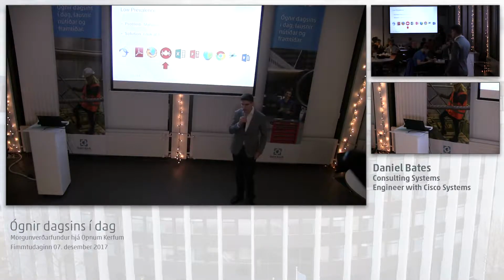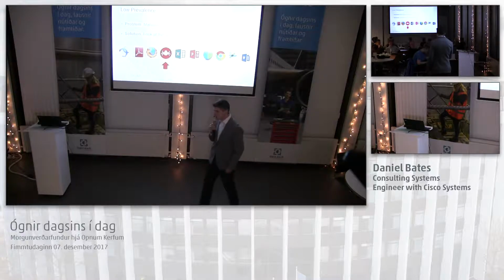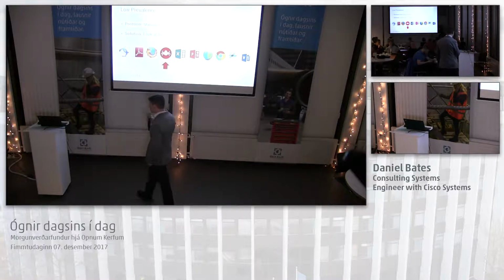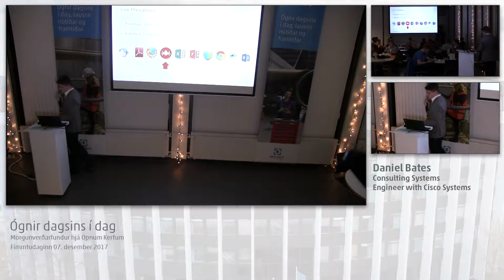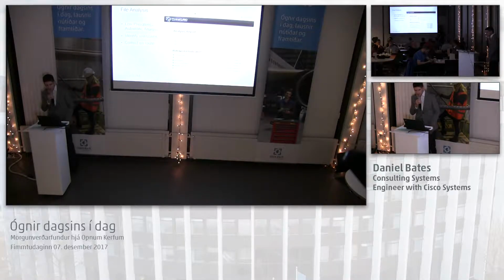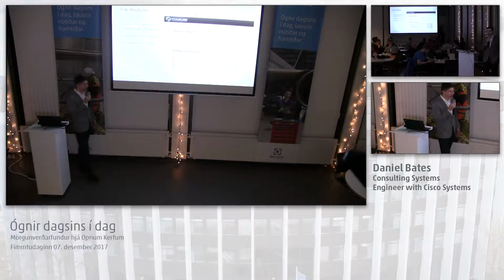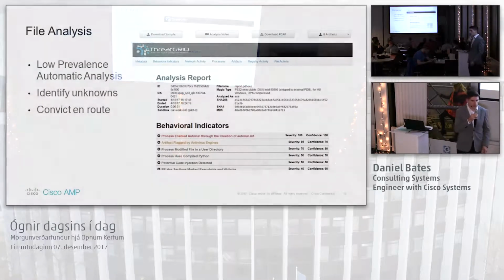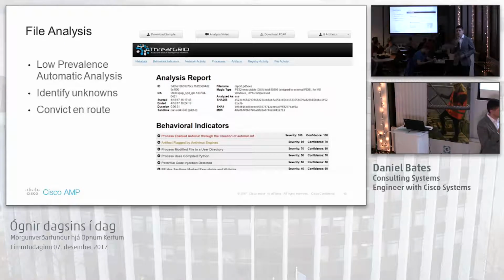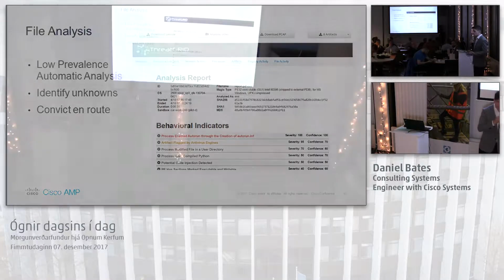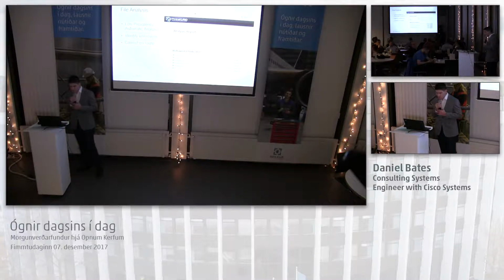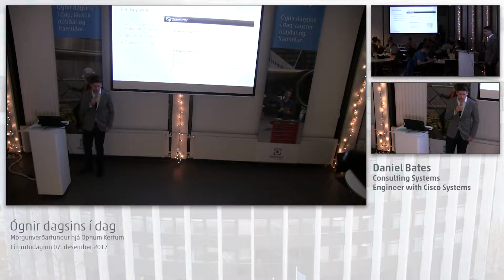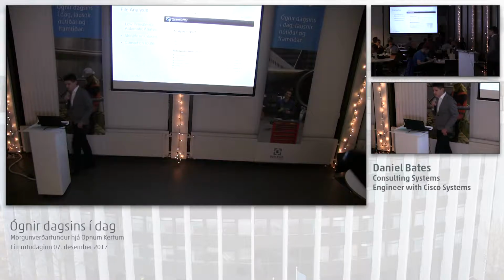If it's on maybe just a handful of systems, then it's something we might want to take a second look at. And one of the things we can do with that second look is we can submit it to ThreatGrid for file analysis, right? That's what we call low prevalence automatic analysis, where if we come up with that interesting file or interesting executable, we can send it to the ThreatGrid sandbox, which I'll talk about in just a second. We can identify what it is based on its behavior, and we can convict it en route.